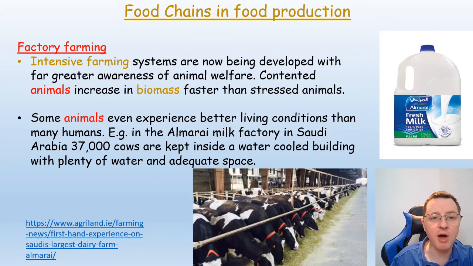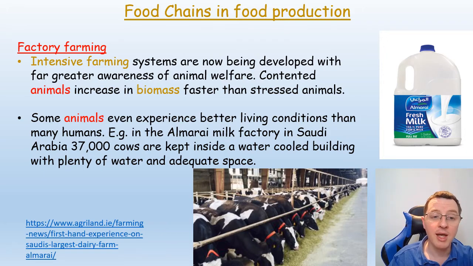So factory farming is an intensive farming system, and they are now widely being developed with a far greater awareness of animal welfare than previously. Why? Because contented animals increase in biomass much faster than a stressed animal. Some animals even experience a better living condition than many humans on this planet.